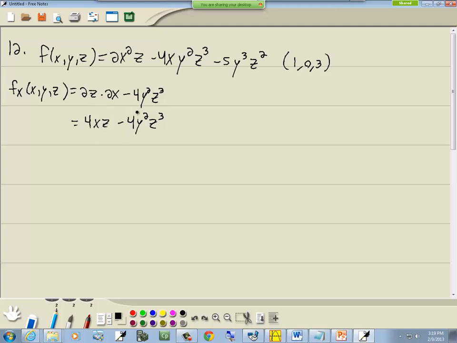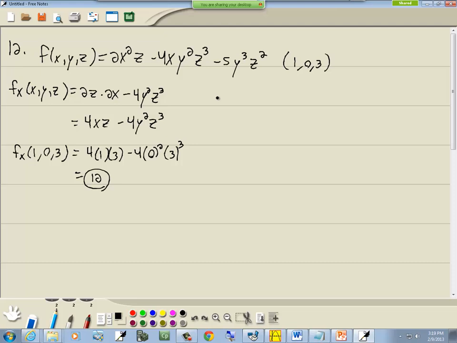Let me double check that. Okay, so now we'll plug in our point. We'll plug in 1, 0, and 3 for x, y, and z. So we've got 4 times x, which is 1, times z, which is 3, minus 4 times y squared, which is 0 squared, times z, which is 3 to the third. Well, 0 squared is 0, times anything is 0, so that all drops away. And 4 times 1 times 3 gives us 12. And that's our answer to the first part.